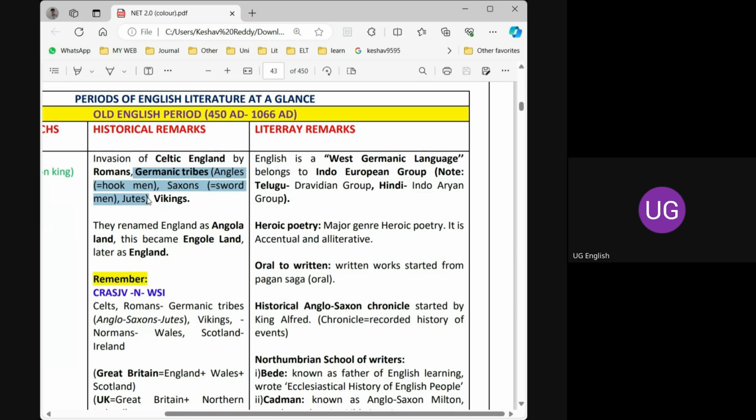But English is an Indo-European language, and there are several other subgroups in the Indo-European group also. So that is the reason. Just directly remember, English is a West Germanic language. This is a previous question in the SET examination. Very important. And now you know the connection between history and literature. Why is English a West Germanic language?